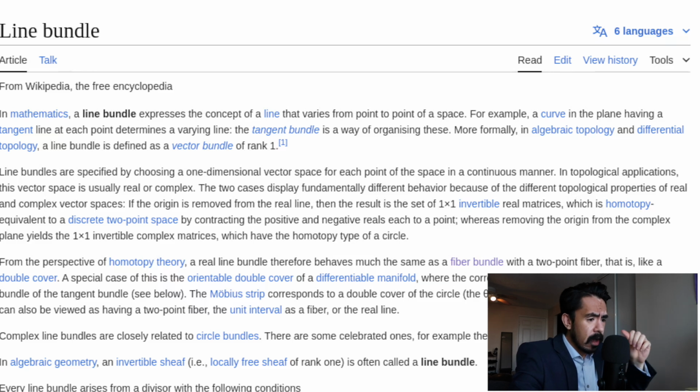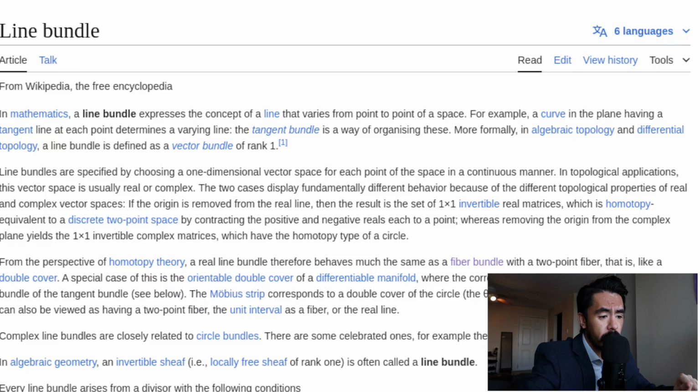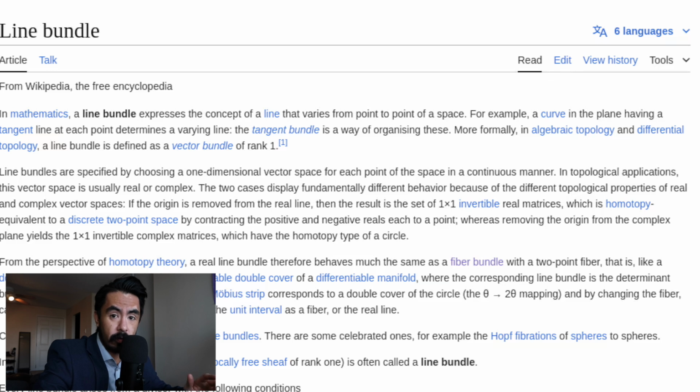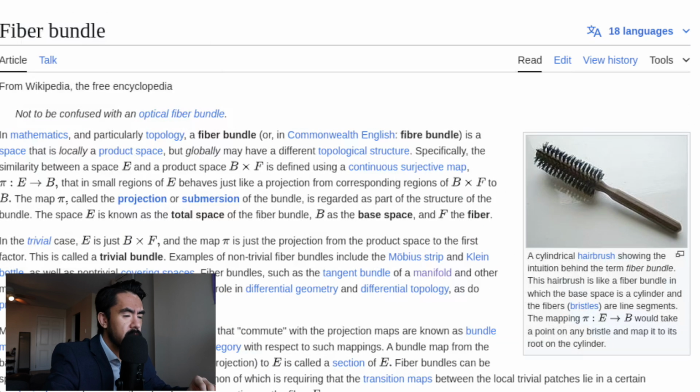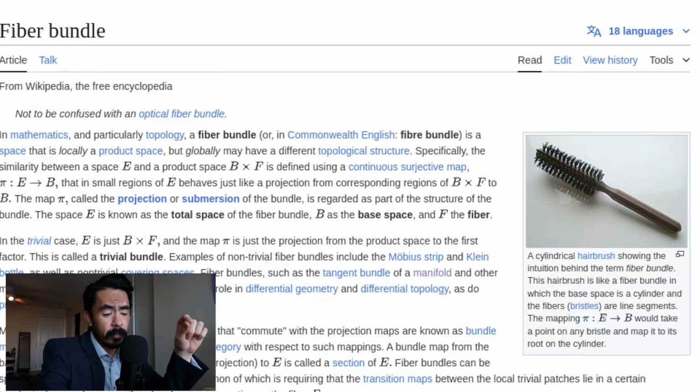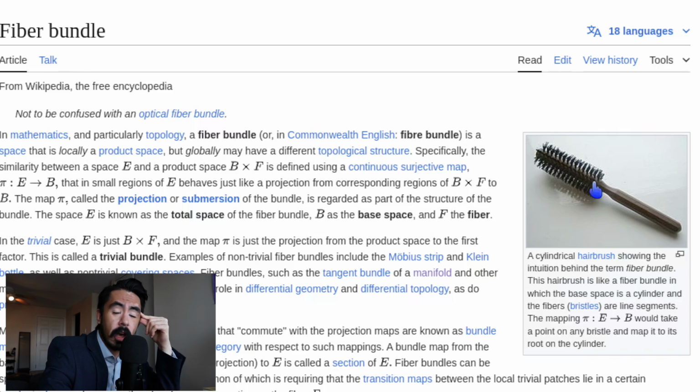So, in mathematics, a line bundle expresses the concept of a line that varies from point to point of a space. For example, a curve in the plane having a tangent line at each point determines a varying line. The tangent bundle is a good way of organizing these. And like I said, this is a specific instance of what's called a fiber bundle, and I'm not going to read the definition for that exactly, because I think the caption for the picture here of a line bundle is more intuitive and more informative for the purposes of this differential geometry stream.